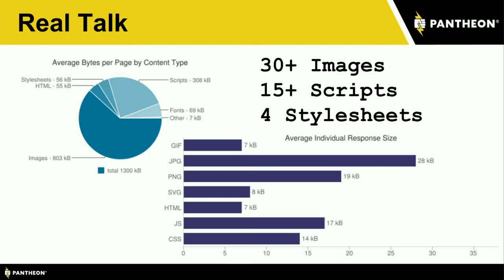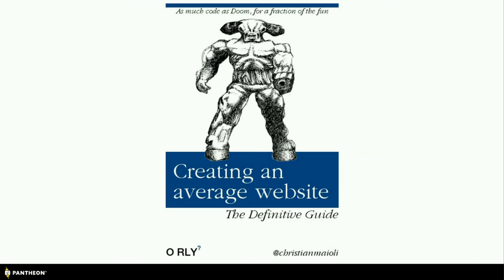The average web page, this is not Drupal, this is across the internet, has 30 or more images, 15 or more scripts, four point something style sheets. And if those things aren't put together in a way that makes sense and is optimized, the end user experience is not great. And I think we've been trending away from this. So don't just build the average website. We want to build a better than average website.